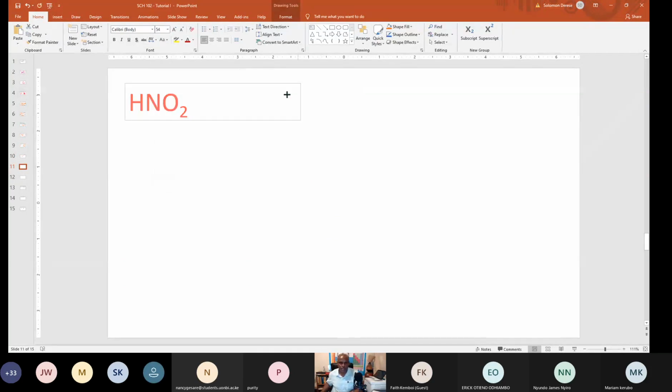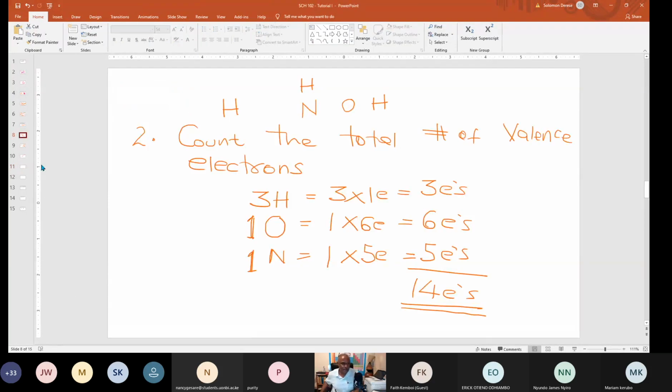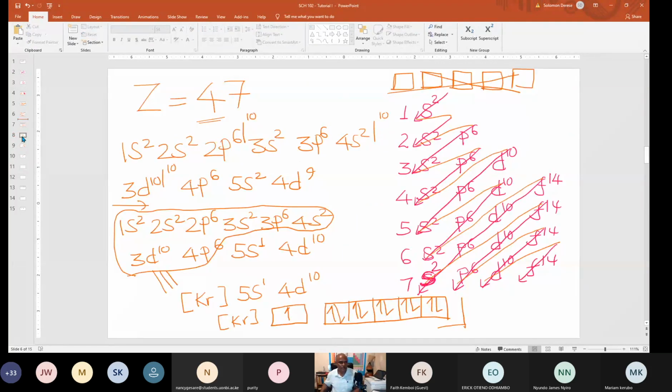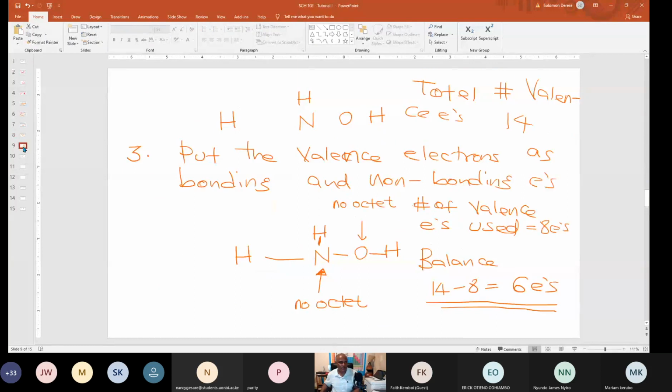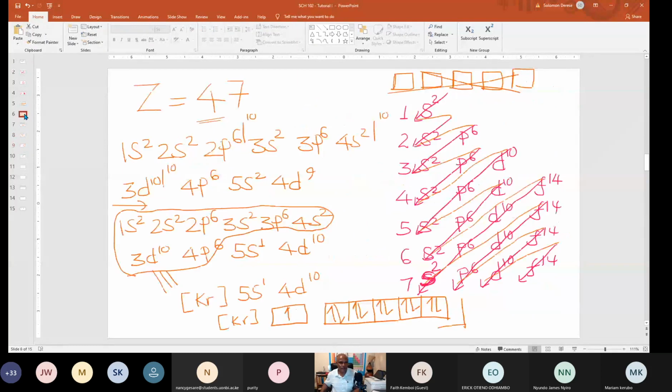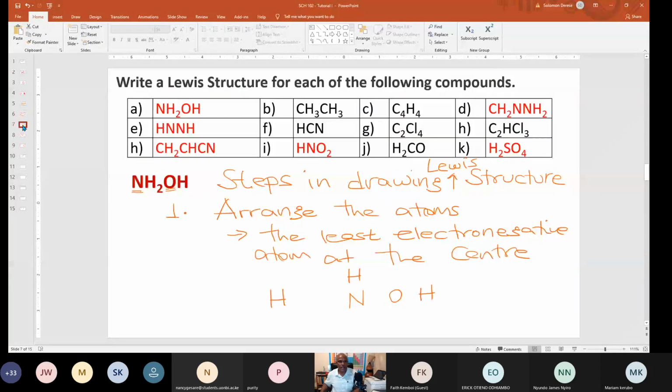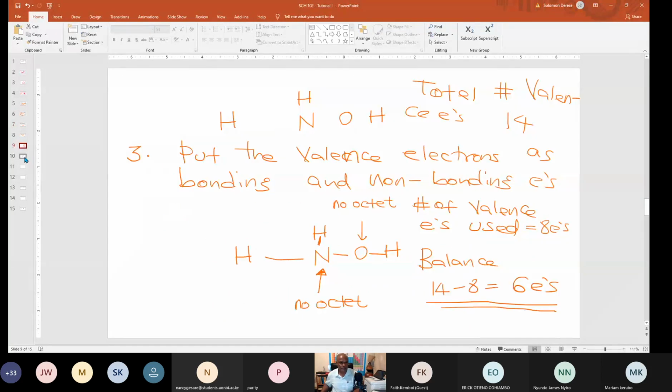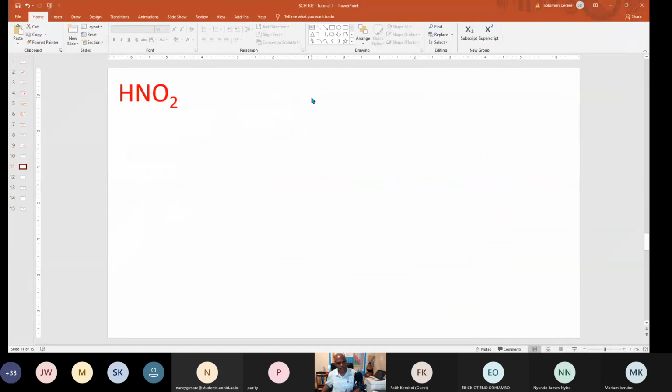Let me draw the Lewis structure for this. You remember, it is the same question as in the previous one. The question says to write a Lewis structure for each of the following. The question is the same. Let's write the Lewis structure for HNO2, and see what happens as we go along.